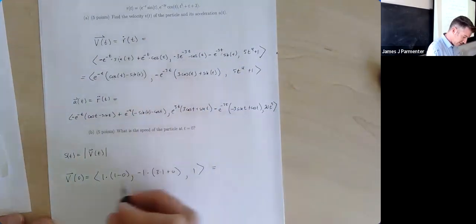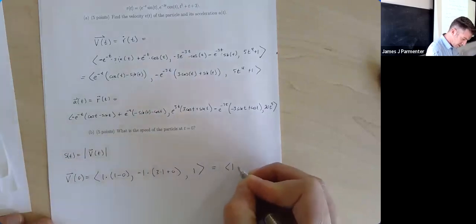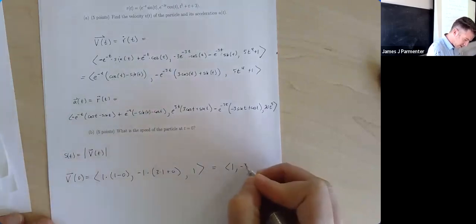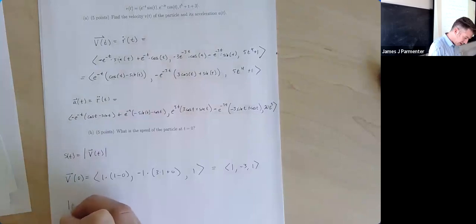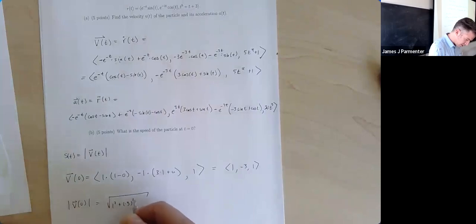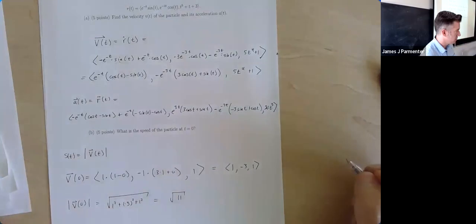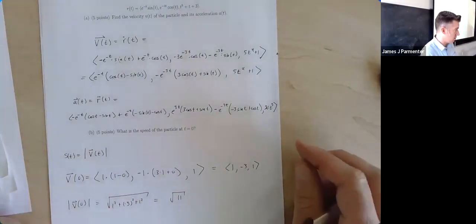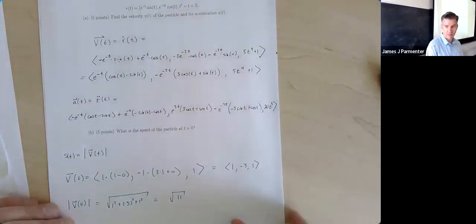So this velocity vector is just going to be 1, comma, -3, comma 1. And then the magnitude of that is not terrible at all. It's just the square root of 1 squared plus -3 squared plus 1 squared, which is the square root of 11. Definitely the way we should do this problem. 1000%.